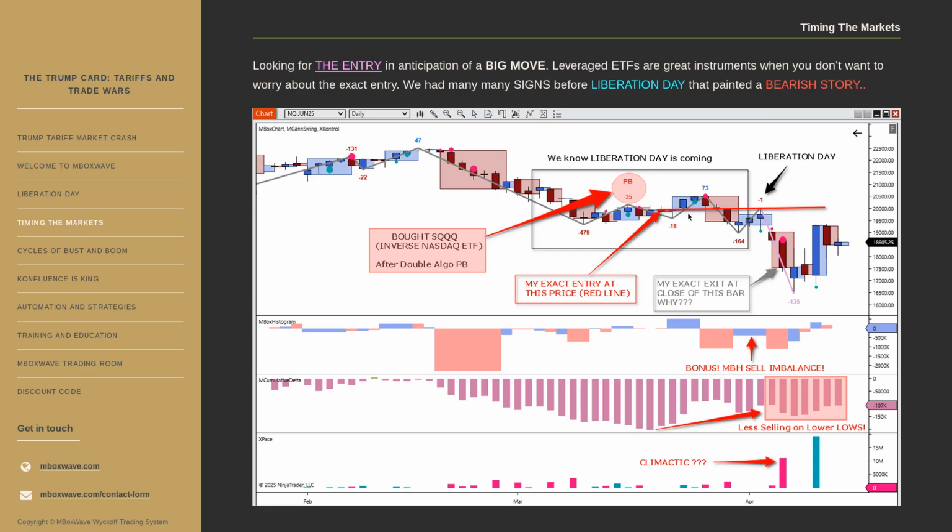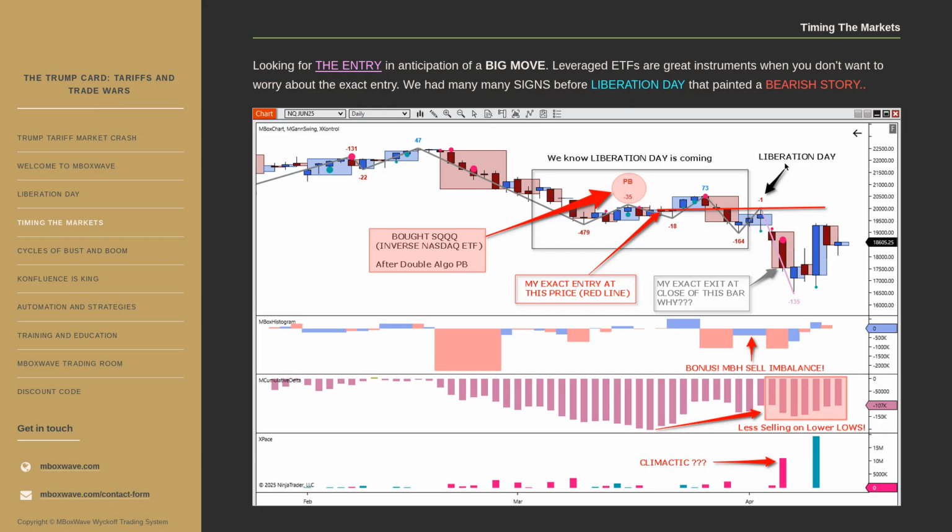And then I waited. We waited about over a week. Liberation Day happened, and then it dumped. And I exited at the close of this candle here. So I didn't get the profits from the absolute low, but that's the way it is, and it's good enough.